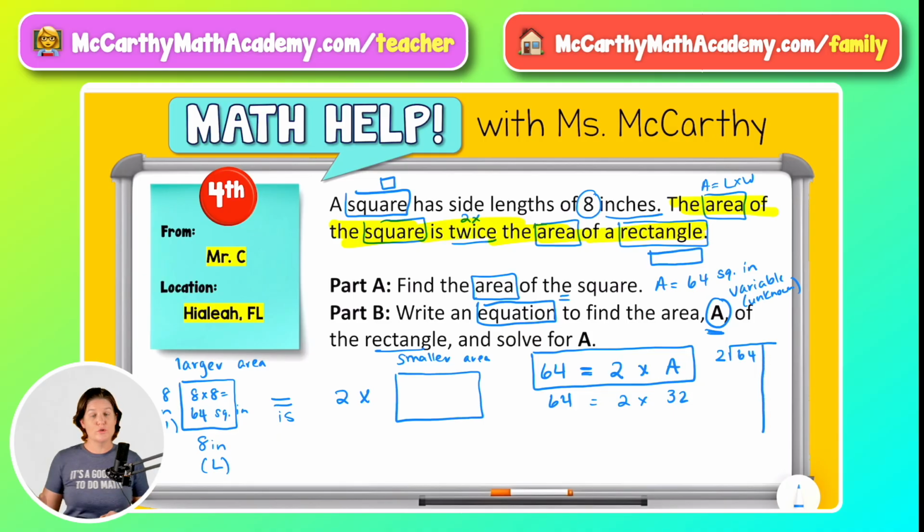I'm going to use partial quotients to solve this one. So 2, I can take out 2 times 3 gives me 6. So 2 times 30 would be 60. So I can take out 30 groups, subtract that. That gives me 4. And then I can take out 2 more groups, subtract that, and I'm done. So there we go. 30 plus 2 equals 32. So A equals 32 square inches.